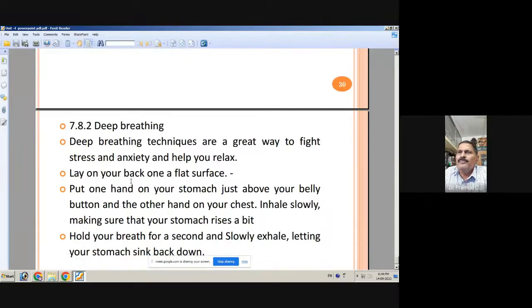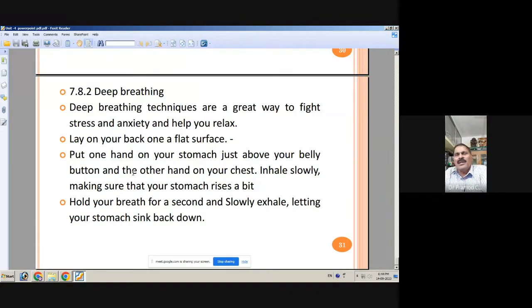Next is deep breathing. Deep breathing technique is a great way to fight stress and anxiety, and it helps for relaxation. It is also one type of practice. What practice? You lay down flat, then put one hand on your stomach just above your belly button, and the other hand on your chest. Inhale slowly and breathe. If you take a deep breath, then automatically your stomach will rise. Hold your breath for a second, and slowly exhale it. And lastly, the stomach sinks back down. It is one type of yoga, a physical exercise.